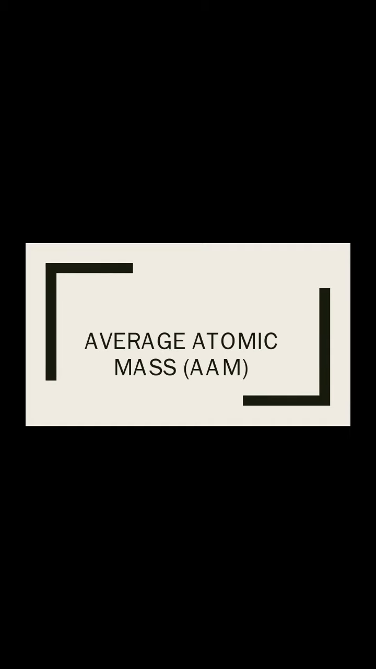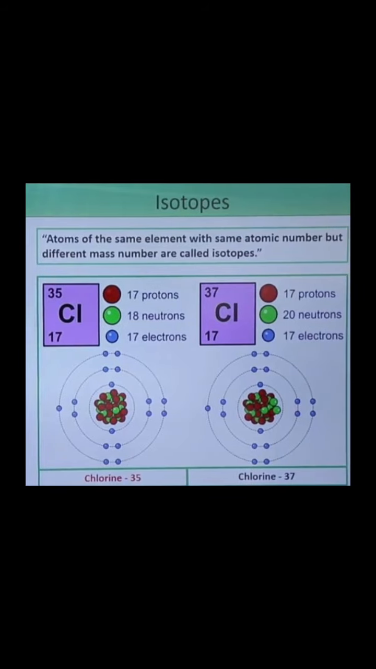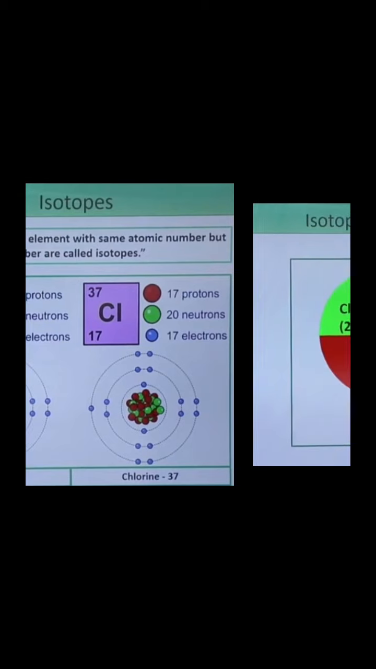Its acronym is AAM. Before stepping into the concept, let's recall what an isotope is. Atoms of the same element with the same atomic number but different mass number. You know that chlorine exists in two forms, chlorine 35 and chlorine 37. Here, the number of neutrons alone will be different. Chlorine 35 has 18 neutrons, whereas chlorine 37 has 20 neutrons.